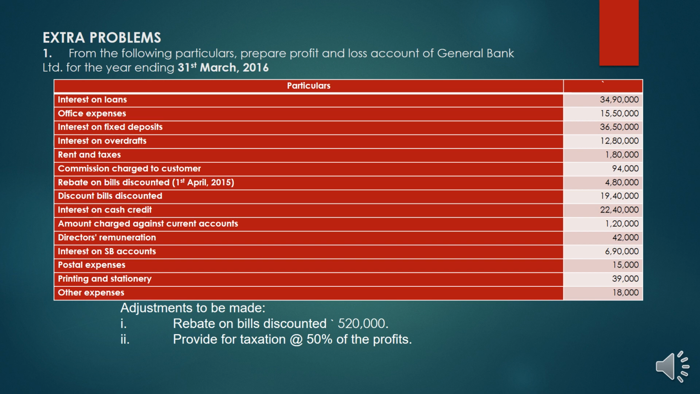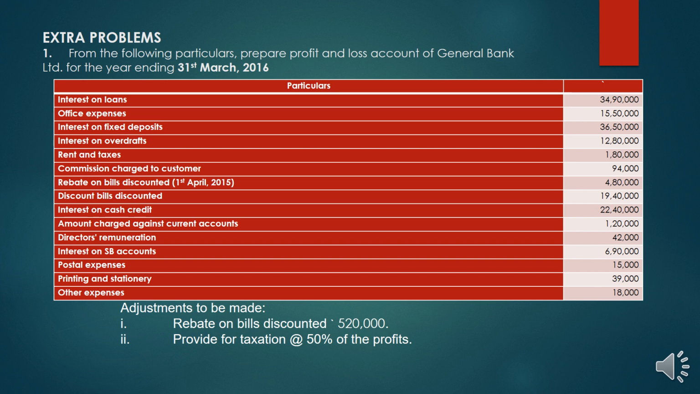Next one, discount on bills discounted, again it will come under interest earned, schedule number 13. Interest on cash credit, again interest earned, schedule number 13. Amount charged against current accounts should be added to interest and discount and should be shown under schedule number 13.